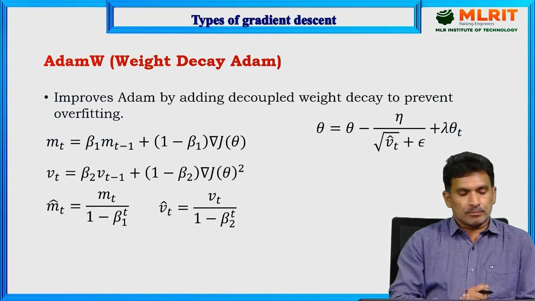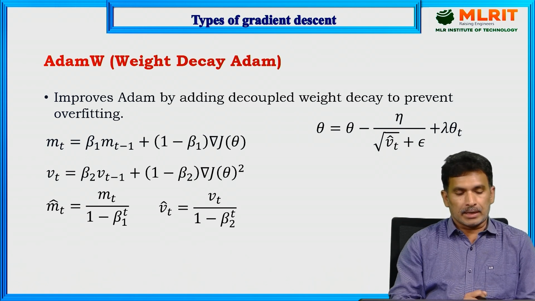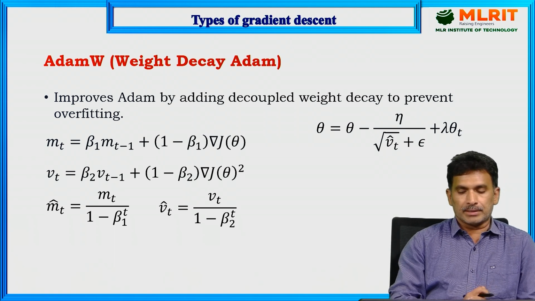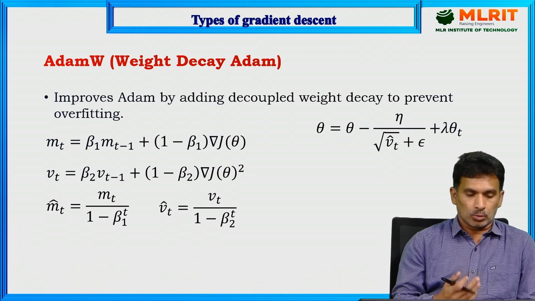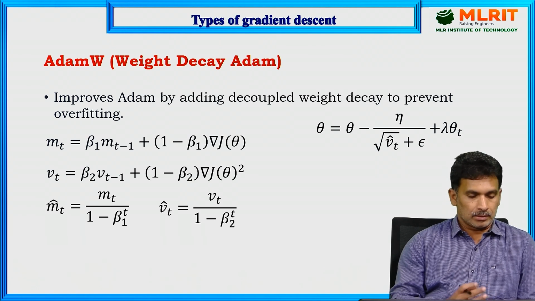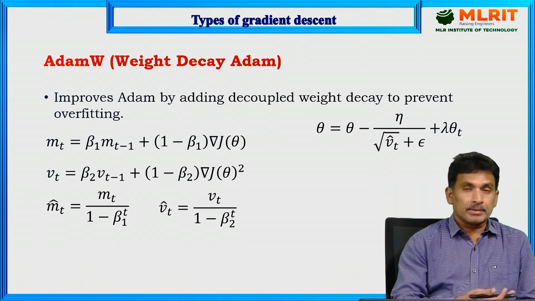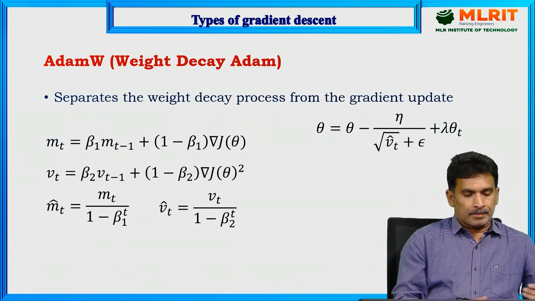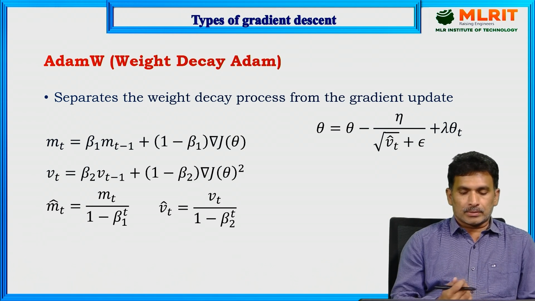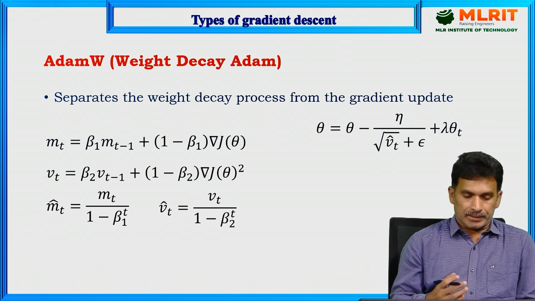Next, AdamW, that is Adam with weight decay. It improves Adam by adding decoupled weight decay, to prevent the overfitting problem. I think we discussed this overfitting problem in another course, data mining. So it mainly separates the weight decay process from the gradient update.